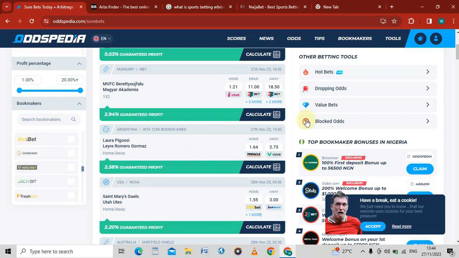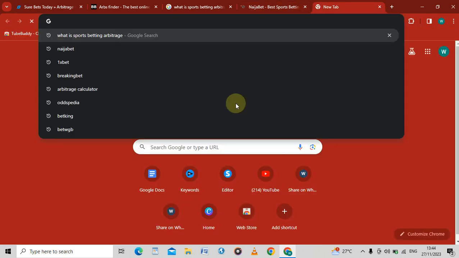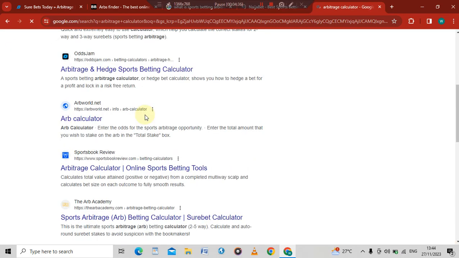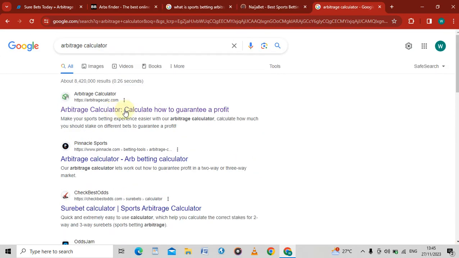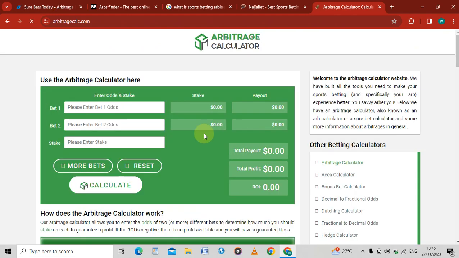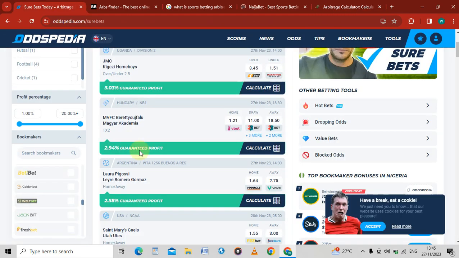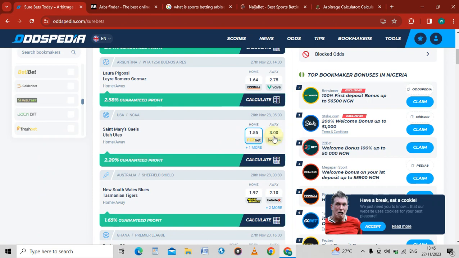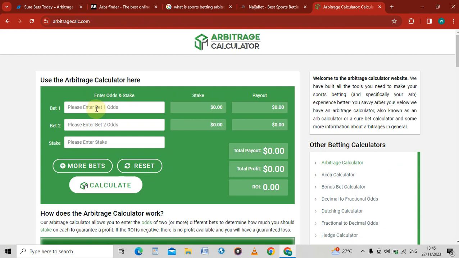This shows how to actually use a sports betting arbitrage calculator. So you need a sports betting arbitrage calculator. Search for arbitrage calculator. We are going to be using this first one over here. I'm going to open this arbitrage calculator. Let's go and find an arbitrage opportunity to check the odds they are giving. Okay, let's use this as an example. This is 1.55 odds and this is 3 odds. So let's check if this arbitrage opportunity is in profit.